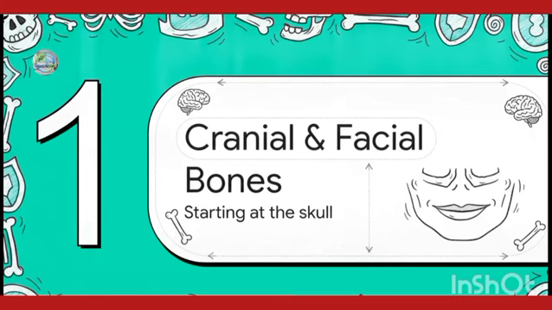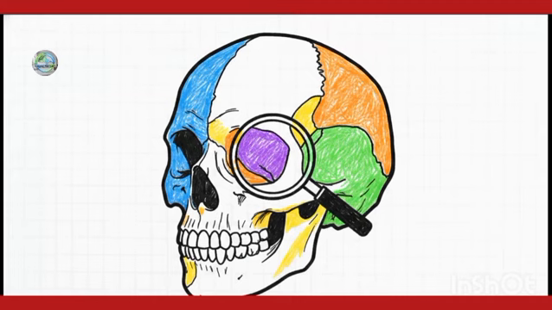Section 1. Cranial and facial bones. We're starting right at the top with the skull. Now, when you're learning skull anatomy, it's absolutely vital to mentally divide the bones into two distinct groups just to keep things structured. So let's map out the cranial bones first. These act like a protective vault surrounding the brain.